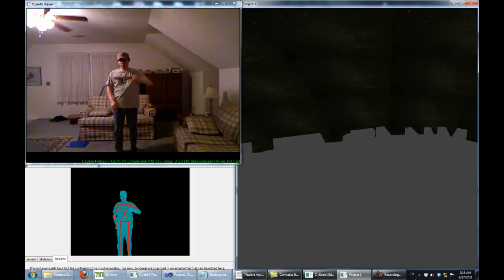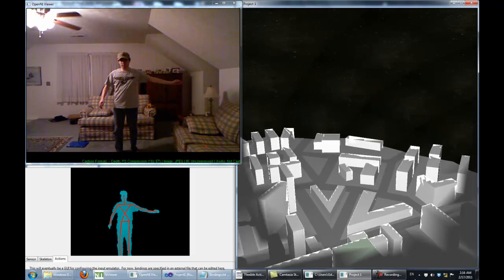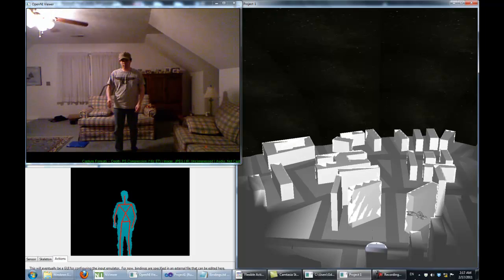Here are some more examples of dynamic lighting by playing around with a flashlight. You can also see some shadow effects.